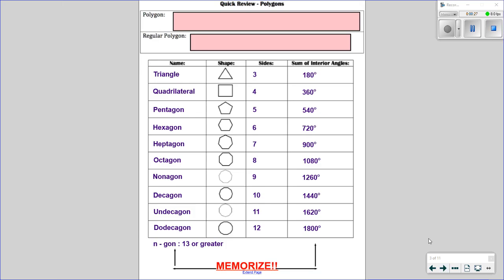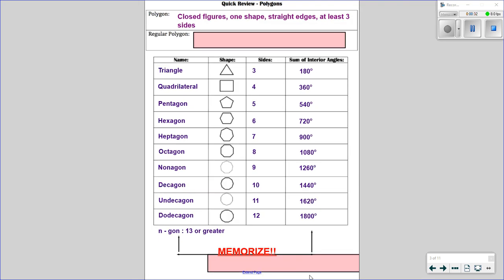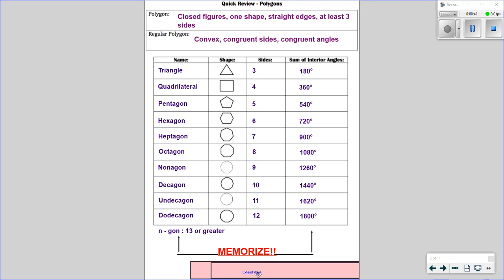So just a quick review of polygons. We know that polygons are closed shapes, one shape, straight edges, and at least three sides. And a regular polygon is a polygon that is convex, has congruent sides, and congruent angles. So this stuff you learned last year. Seems like a long time ago, but we went through this before when we were dealing with different types of polygons. In the chart below, there are different types of polygons.